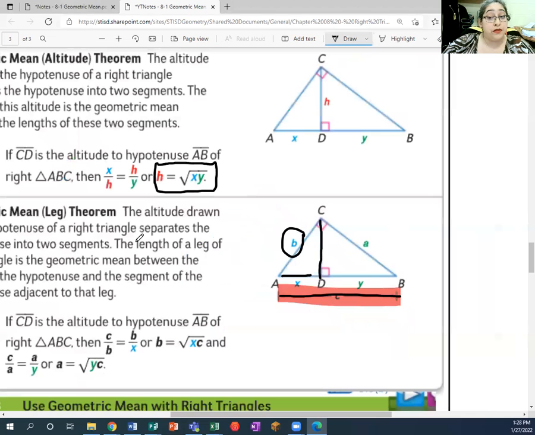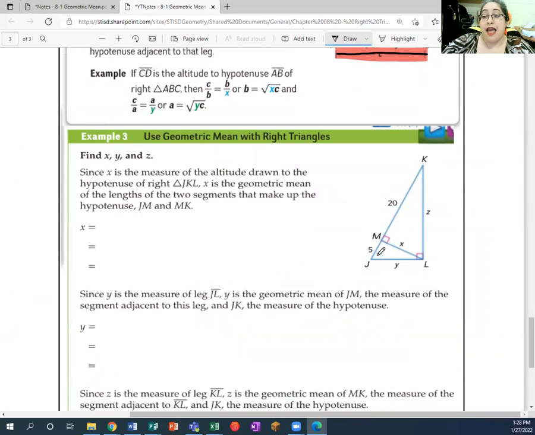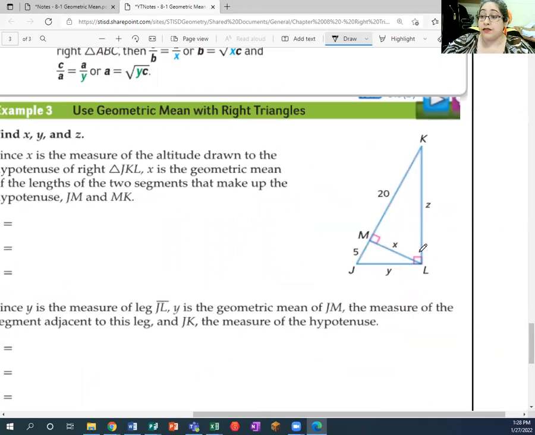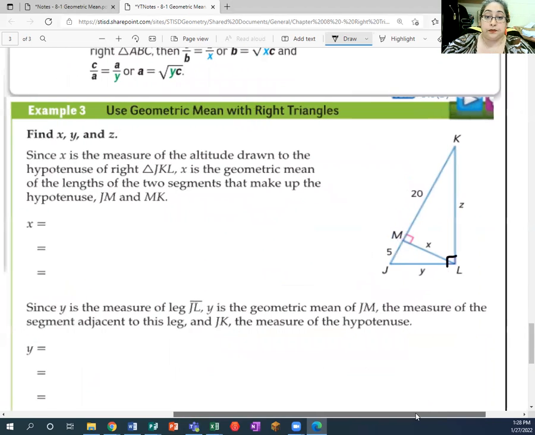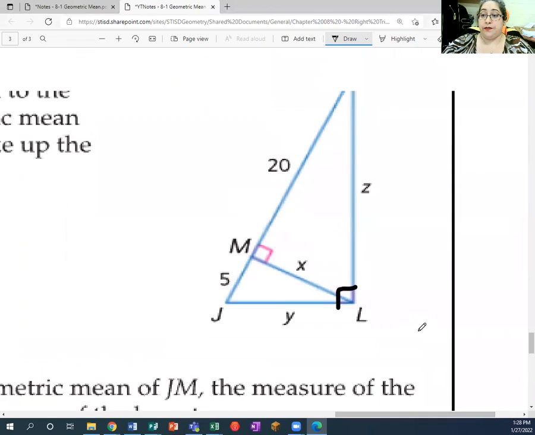Let's practice both of these in example number 3. In example number 3, I have this figure. It's a right triangle, which means this is my hypotenuse right here from K to J. And I know that I have an altitude from L to M because there's the right angle indicating altitude. We've been asked to find the measure of X, Y, and Z. Let's look at X first. I'm going to zoom in close on my picture.